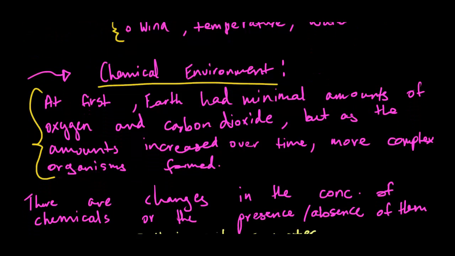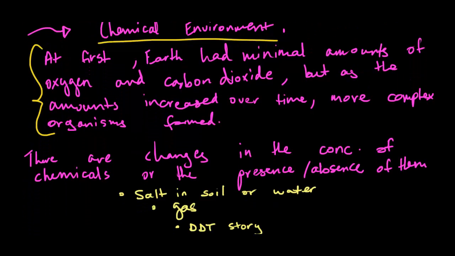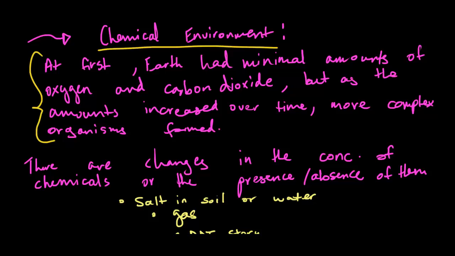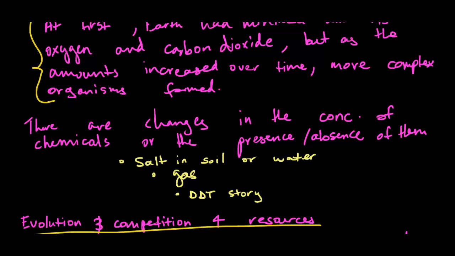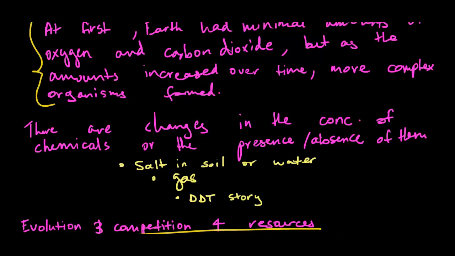Alright, now going further into this, there are changes in the concentration of chemicals or the pressure, presence or absence of them. So for example, salt in the soil or water, gas, and the DDT story. I haven't written out the entire thing, but that's what I'll explain right now. DDT was a pesticide which was developed in the early 1930s to 1950s, and what actually happened is that DDT allowed for any pest to die off whenever it hit the certain crop or whatever it was which was sprayed with DDT.